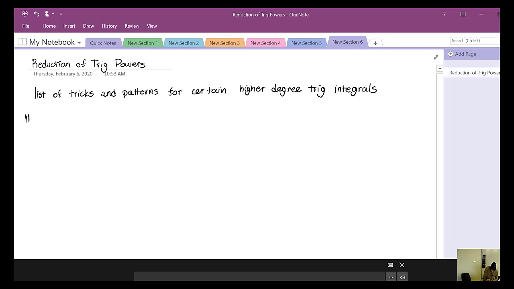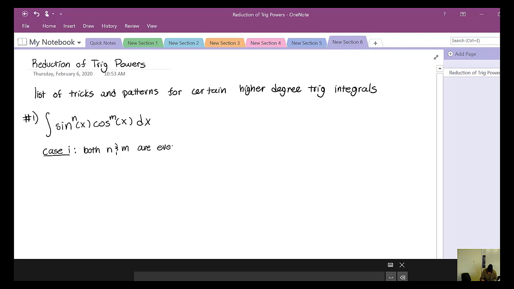The most common example you'll see is usually in the form of sine to some power n, cosine to some other power. I like to break them down into cases, because we do each one a slightly different way. So case 1, I'm going to say both powers are even.